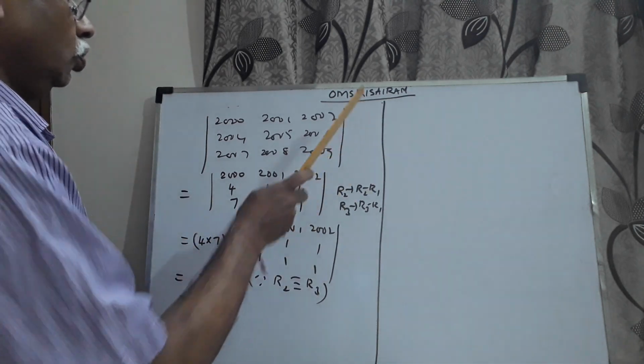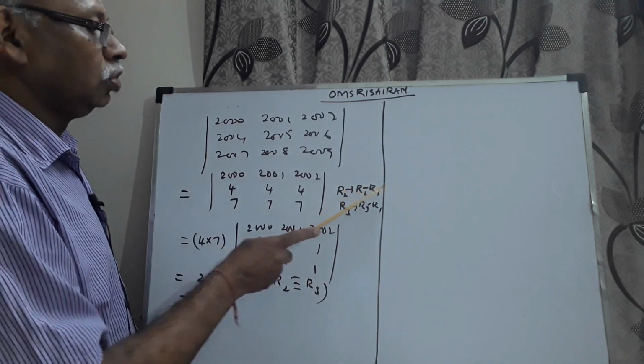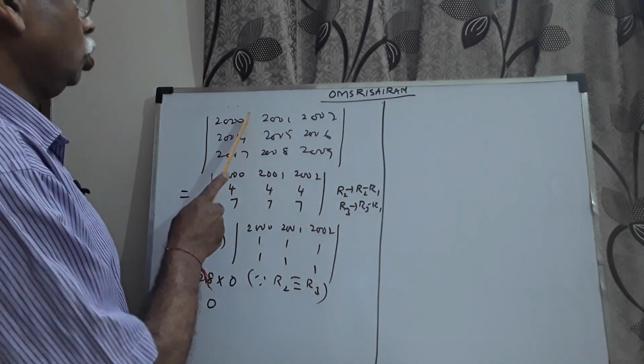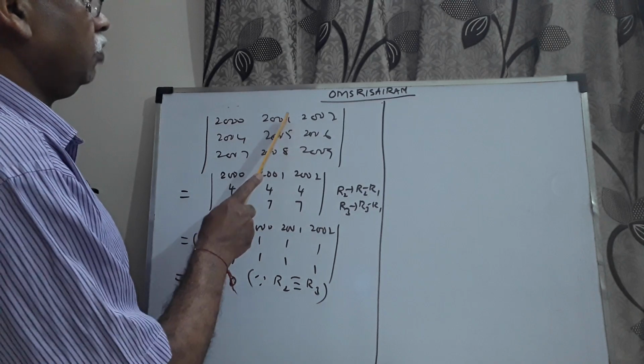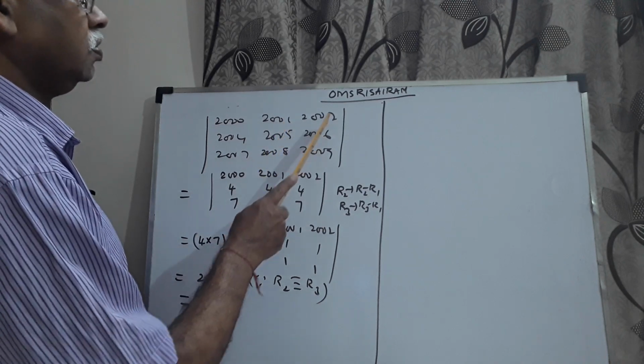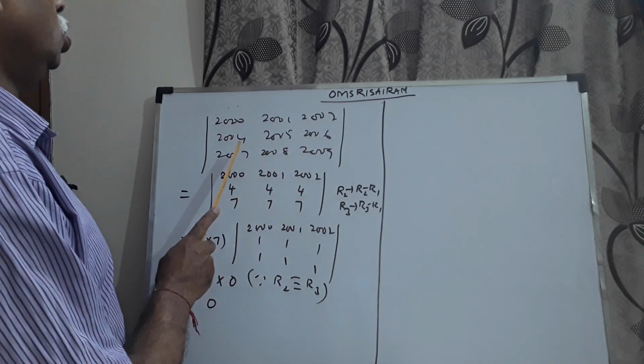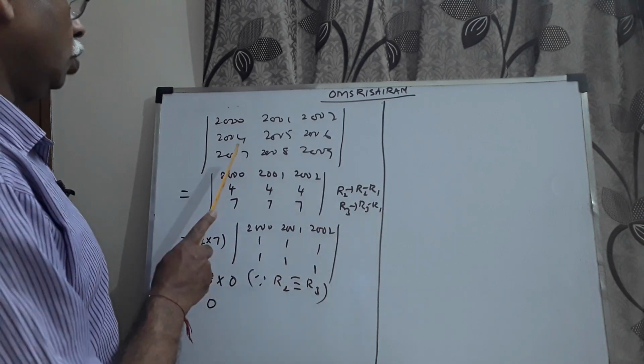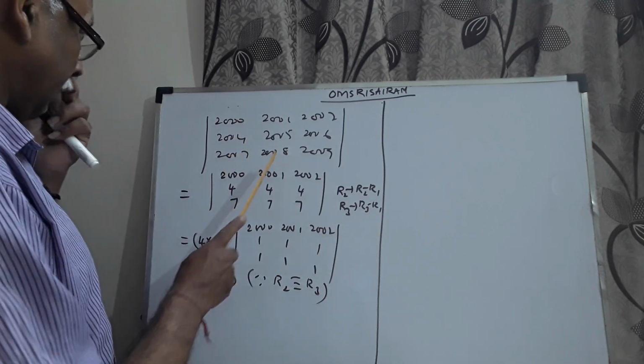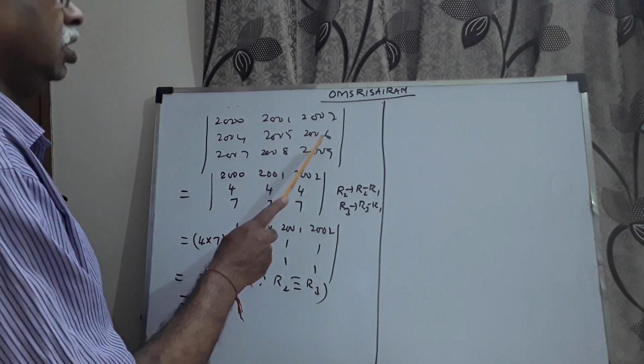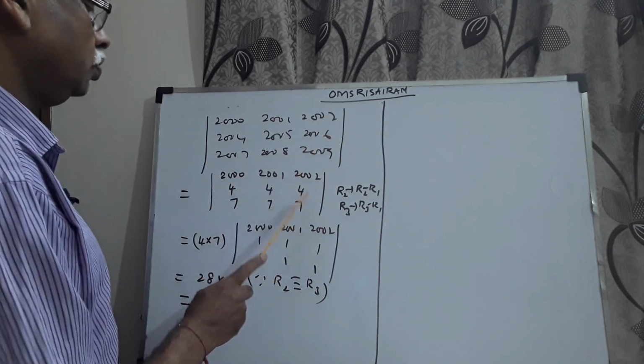This is the question given to you. We'll apply R2 going to R2 minus R1. 2004 minus 2000 is 4. 2005 minus 2001 is 4. 2006 minus 2002 is 4. R3 going to R3 minus R1. 2007 minus 2000, 2008 minus 2001 is 7, 2009 minus 2002 is 7.